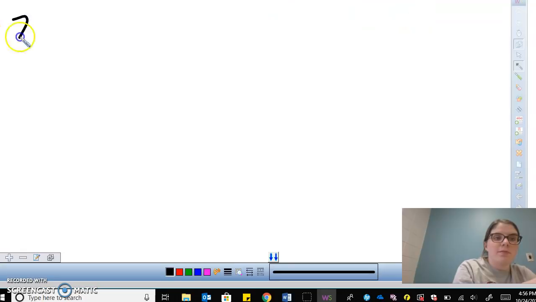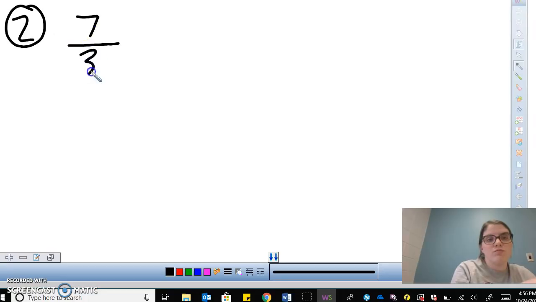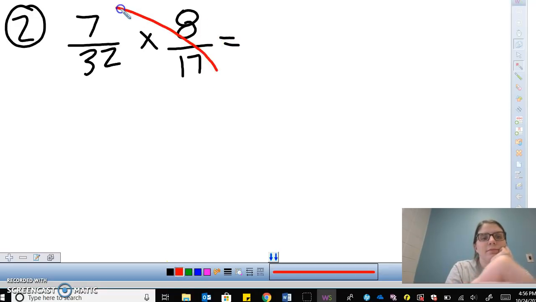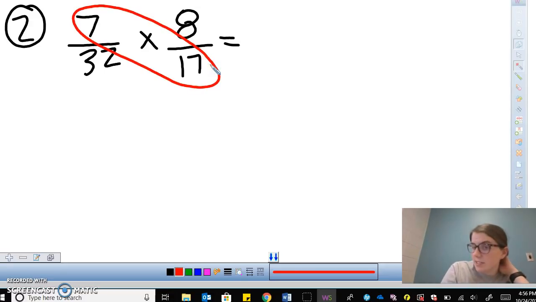If I have problem 2, 7 over 32 times 8 over 17. Okay, well, first, let's do a butterfly. Can anything go into both 7 and 17 besides 1? No, because 7 and 17 are both prime numbers, so just 1 and themselves go into them. All right, that was easy. Let's look at another one.